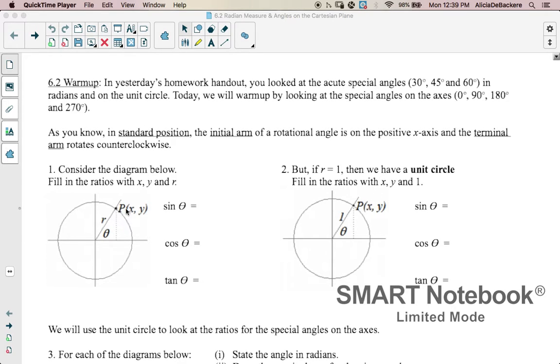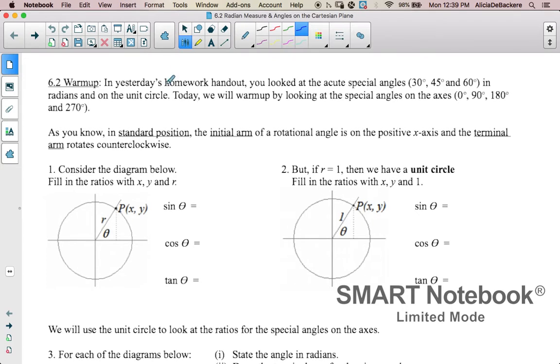And then if the point is actually over to x and up to y, then I can also label the base of my triangle as x, since I've gone over to the x coordinate, and then the height of the triangle, I can call that y. So then I can fill in my ratios using SOHCAHTOA. I'm thinking about using angle theta as my angle, and so of course the opposite would be y, the adjacent would be x, and the hypotenuse would be r. And then I can use SOHCAHTOA to help me out.